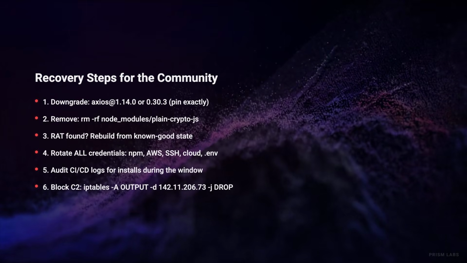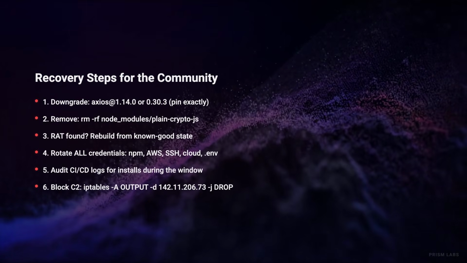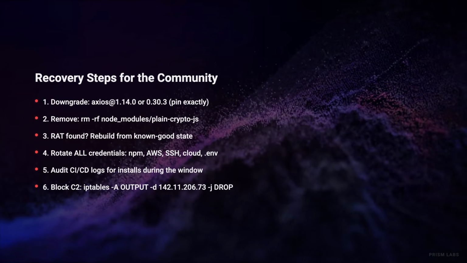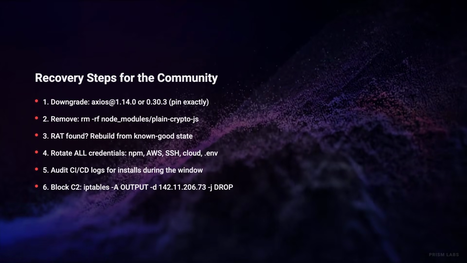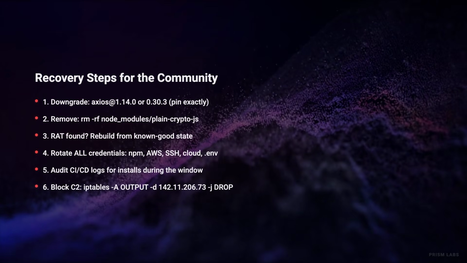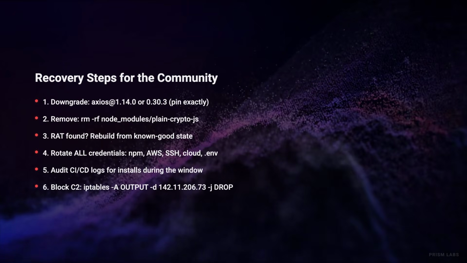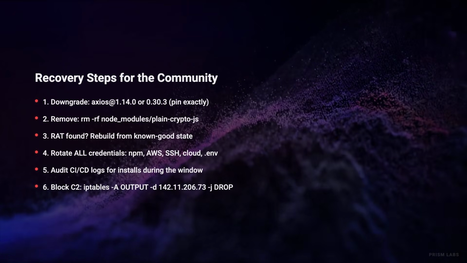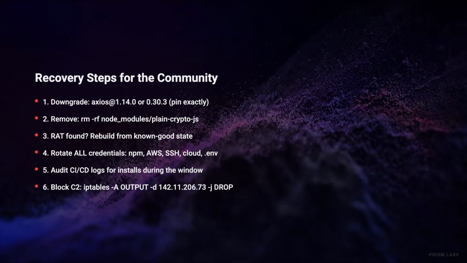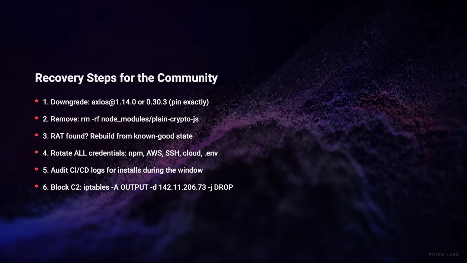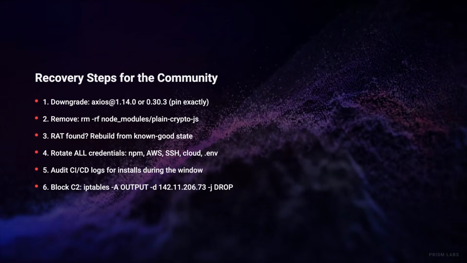Step 6. Block the C2 at your network perimeter right now. Add firewall rules to drop all outbound traffic to 142.111.206.73 and add sfrclac.com to your DNS block list or hosts file. This is not optional. If the RAT successfully executed, the attacker already has your credentials and is actively using them.